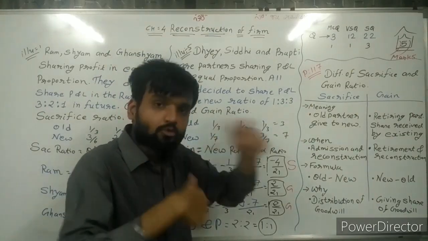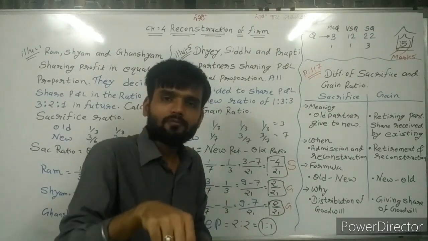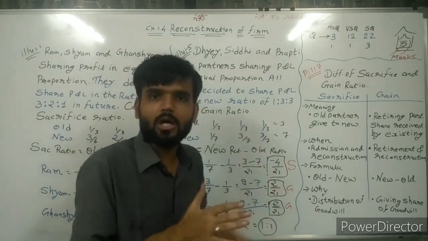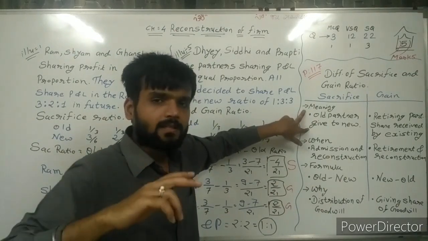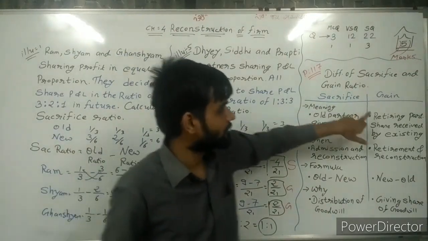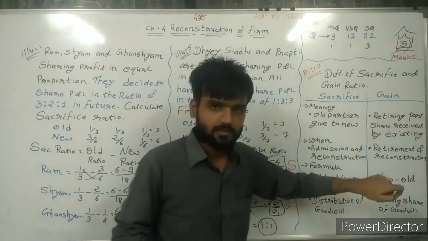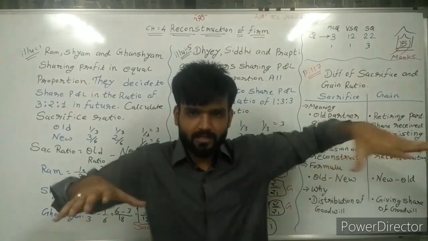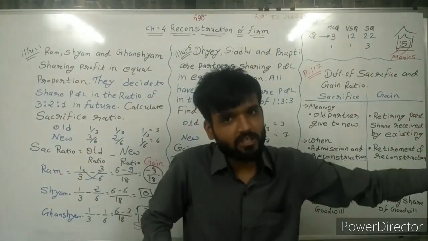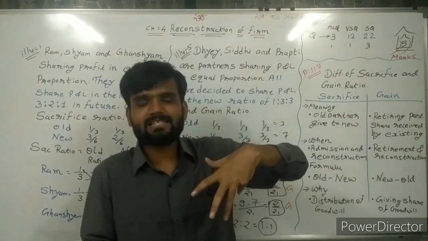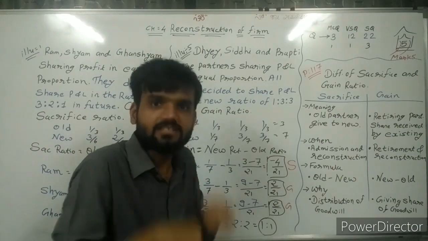Old partner gives to new partner, or an existing partner gives something to another partner because of reconstruction. Both situations are a sacrifice. Sir, the opposite of this is gain. Think about it. Retiring partner means 3 partners are there and 1 partner is retiring from the business. Then that partner gives their portion to the existing partners. So existing partners get something, that is gain.